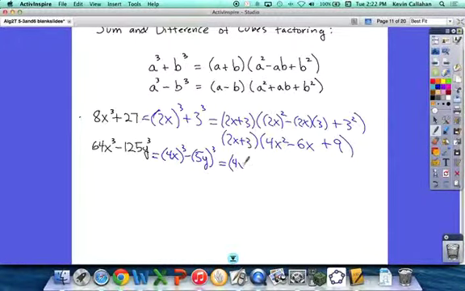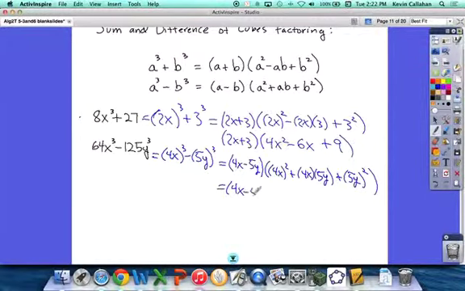4x minus 5y times 4x in parentheses squared plus 4x times 5y plus 5y squared. So I'm going downhill. Okay, simplify.